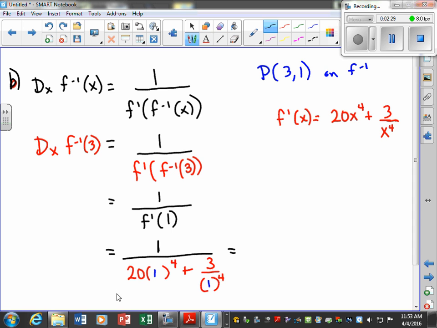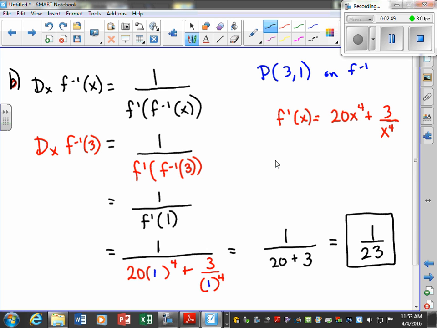And then just simplify this. This is just going to give us 1 to the 4th is 1. That's just going to be a 20. And that's just going to be 3 divided by 1, which is just 3. So it simplifies to 1 over 23. Which, that's the slope of the tangent line at the point 3, 1 on f inverse.